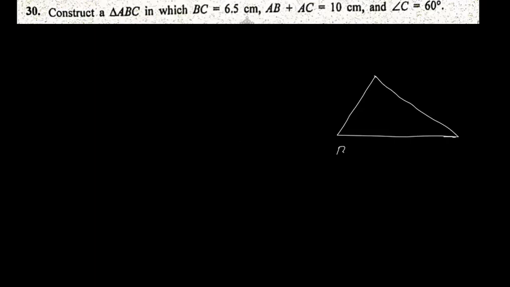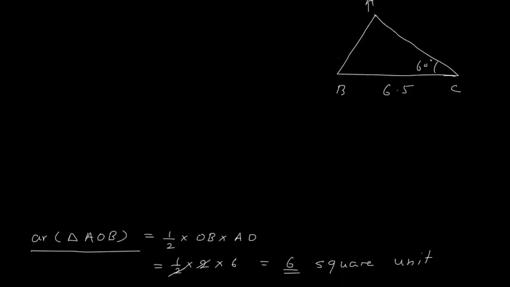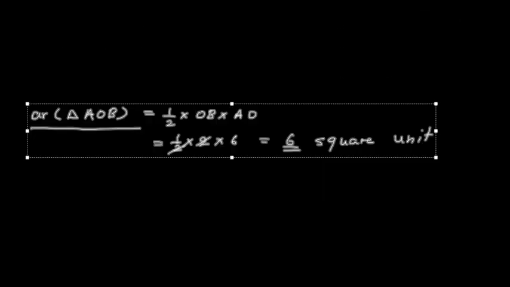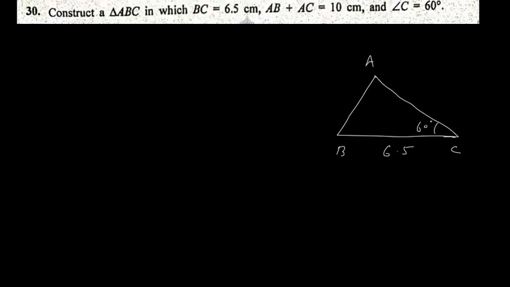This is your BC, 6.5. This is your angle C, 60 degrees, and this is your point A, and AB plus AC, 10, is given. So when the sum of the lengths of the sides other than the base is given, then for construction what do we do? First we draw a line BC of 6.5. Then at point C we draw an angle of 60 degrees.